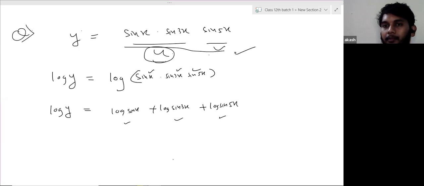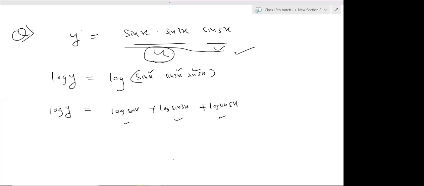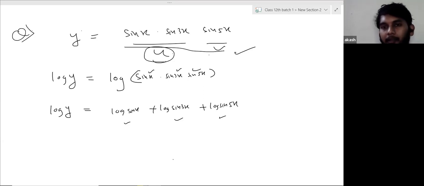This thing is clear? Ronaldo, yes sir. Shani, yes. All right. So whenever you see 2 or more functions, not just 2 functions, more than 2 functions multiplied or divided and so on, please use the log function.